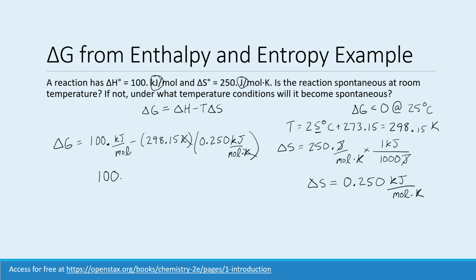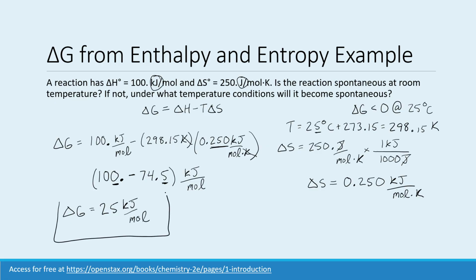So we have 100, and that stops at the ones place because of that decimal. And then we subtract the two values here. When you multiply those two values, the least number of sig figs is 3 sig figs from the entropy value, and so we get 74.5. Okay, so this goes out to the tenths place, and the shortest is the ones place. So we're going to report our final value out to the ones place, and our units are still in kilojoules per mole. And so delta G will be equal to 25 kilojoules per mole.